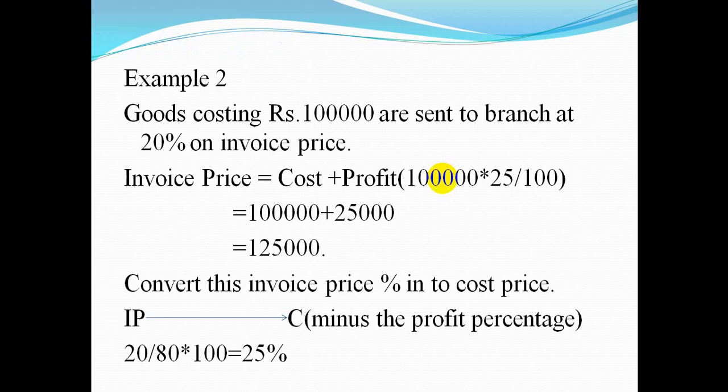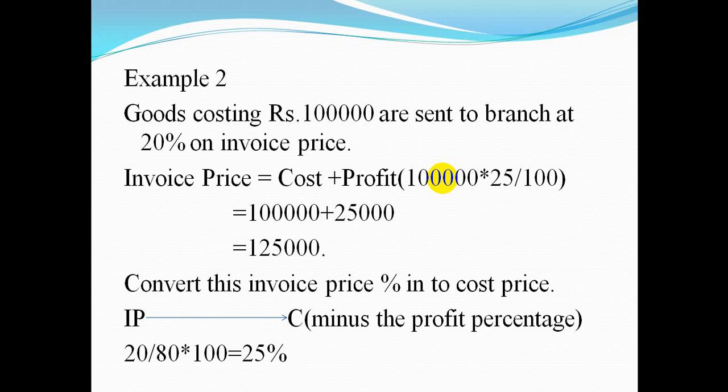The next is example 2. The same question but with a slight difference. Goods costing rupees 1 lakh are sent to branch at 20% on invoice price. In the previous sum we saw the same problem but with 20% on cost. There, the price was in cost and the percentage was also on cost. But in this problem, the price of the product is in cost but the percentage is on invoice price.